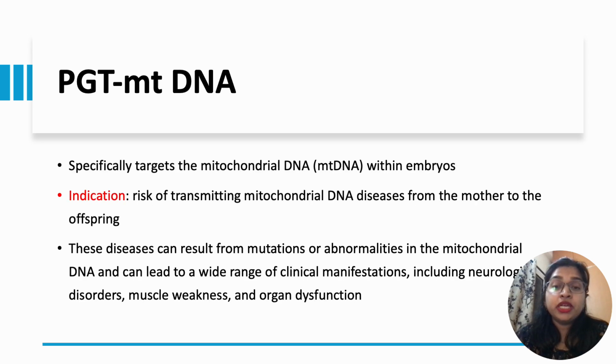Next comes PGT mitochondrial DNA. It specifically targets the mitochondrial DNA within embryos. Its indication is if there is a risk of transmitting mitochondrial DNA diseases from the mother to the offspring. These diseases can result from mutations or abnormalities in the mitochondrial DNA, and they can lead to a wide range of clinical manifestations like neurological disorders, muscle weakness, and organ dysfunction.